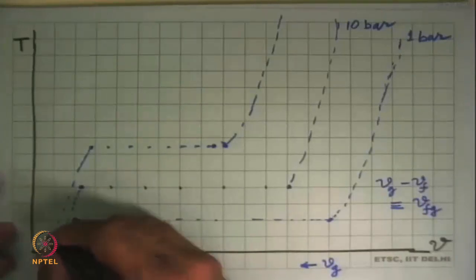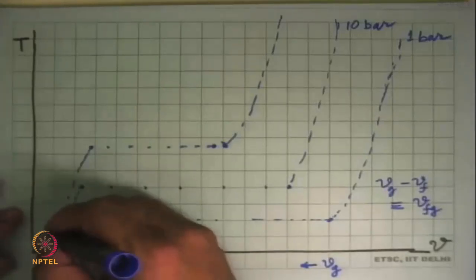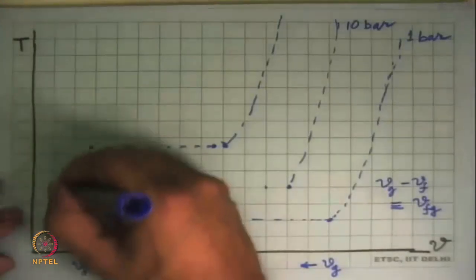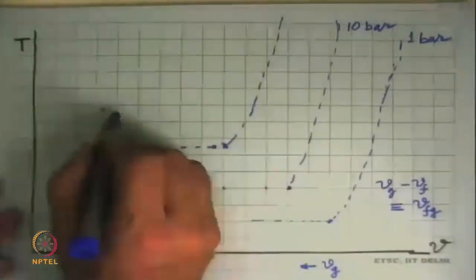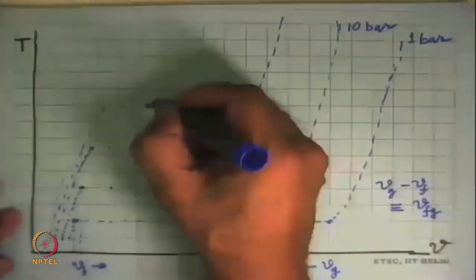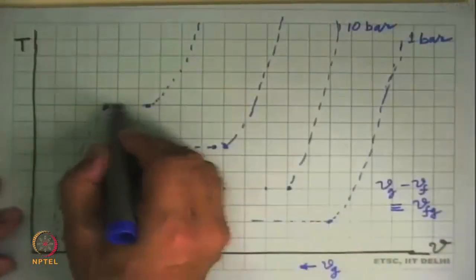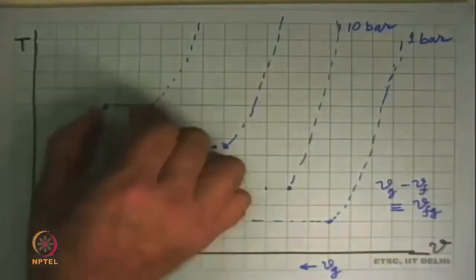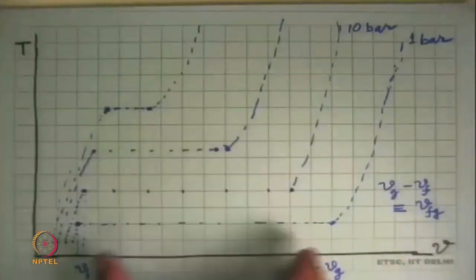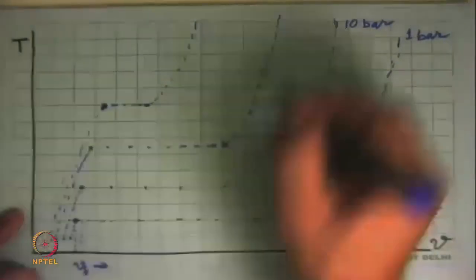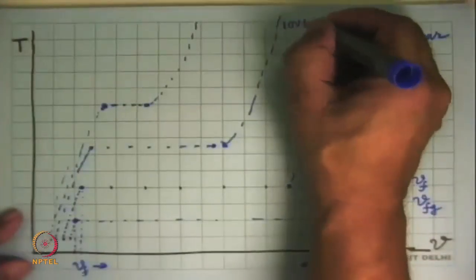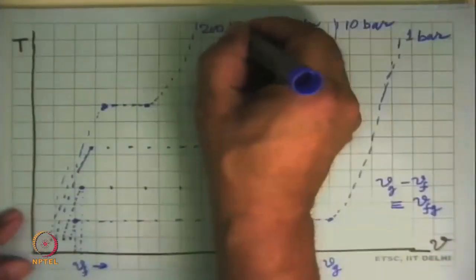So 10 bar, 100 bar, now let's go to 200 bar. At 200 bar, this will come up steeply, come up over there, and this will be here, and from here the states will go off there. So this difference in specific volumes of vapor and liquid phase keeps decreasing as the pressure increases. 10 bar, 100 bar, 200 bar.